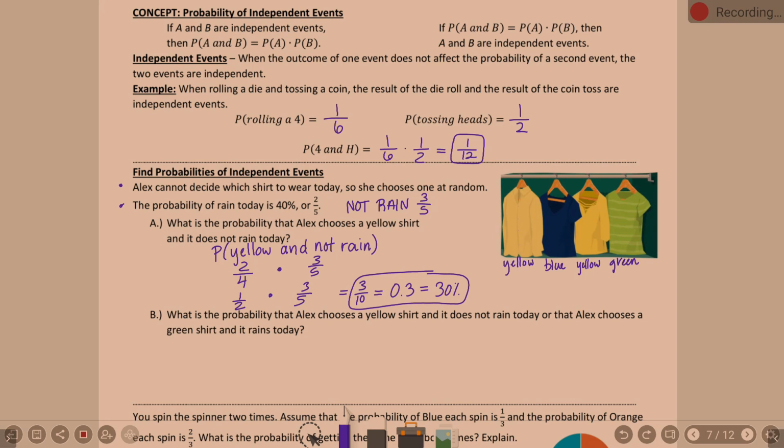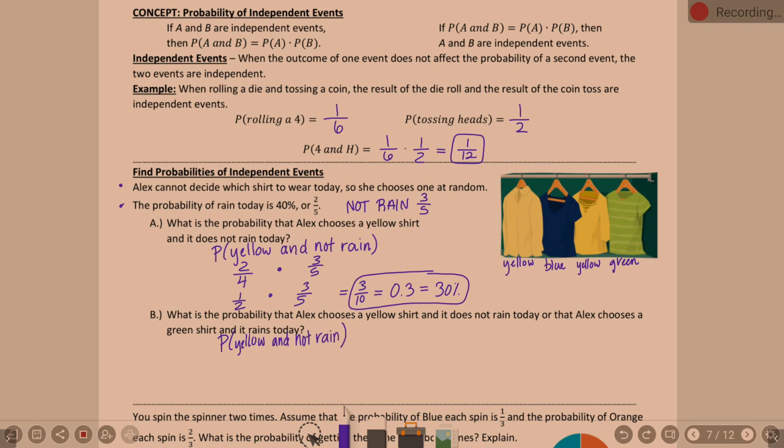Now, the real reason we're getting to this problem. B gets a little more complicated. What is the probability that Alex chooses a yellow shirt and it does not rain today, or that Alex chooses a green shirt and it rains today? We have two different scenarios going on, right? And they want us to put them together. So the first scenario asks the probability that what? The one that we just did. Okay. The probability of a yellow shirt and not raining.